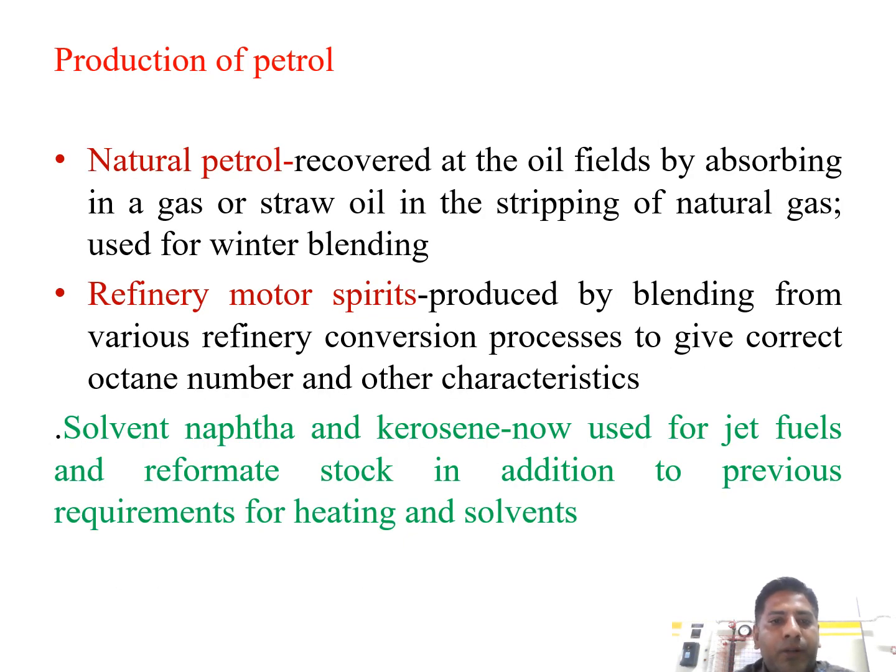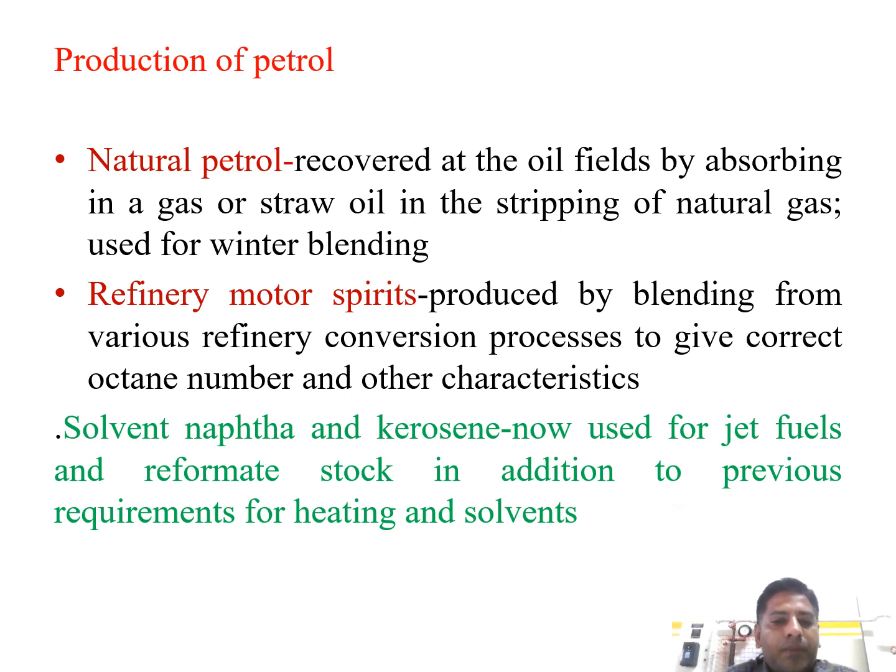Next, the production of petrol. First one is the natural petrol, second one is the refinery motor spirit. The natural petrol is recovered at the oil field by absorbing in a gas or straw oil and stripping of natural gases, used for winter blending. The refinery motor spirit is produced by blending from various refinery conversion processes to give the correct octane number and other characteristics also.